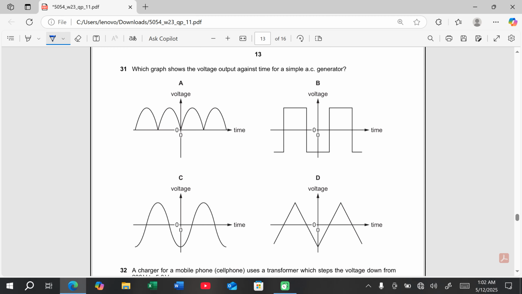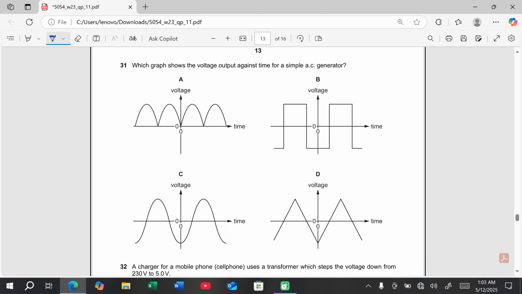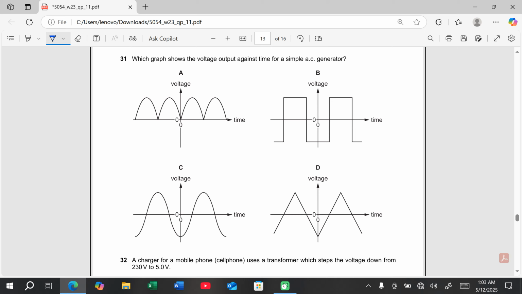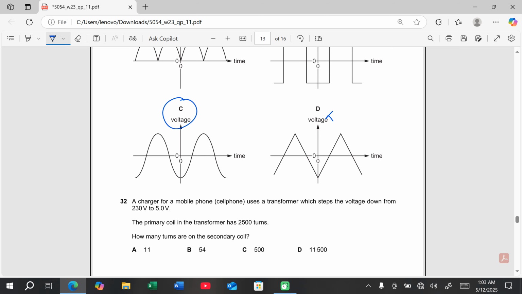Which graph shows the voltage output against the time for a simple AC generator? So the voltage has to be positive and negative. This one is only positive. This is not a smooth one. That's not a smooth one as well. So that's always a sinusoidal curve. Sinusoidal means like a sine type thing.